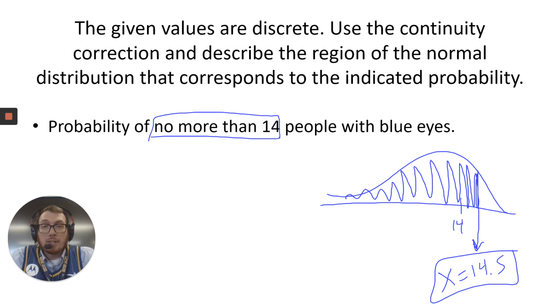Probability no more than 14, I want to include 14, so it's no more than that, so it also includes that. And so I got to shift everything over to the right slightly because I want area to the left. And so I need to move the number over to 14.5 to guarantee that I've included 14 into my answer. If it said less than 14, I would shift it to the left instead of to the right.